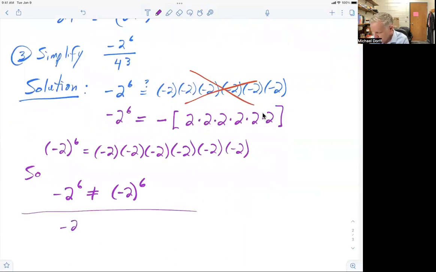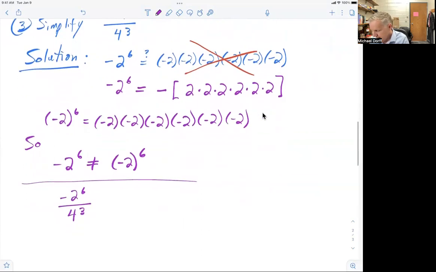All right, so let's go back to the original problem. We had -2 to the 6th over 4 cubed. Now, I can't apply the exponential properties here because I have different bases. I have a 2 on the top and a 4 in the denominator.